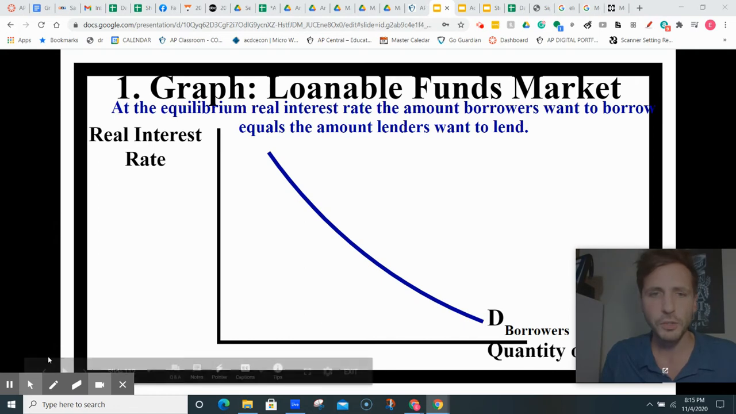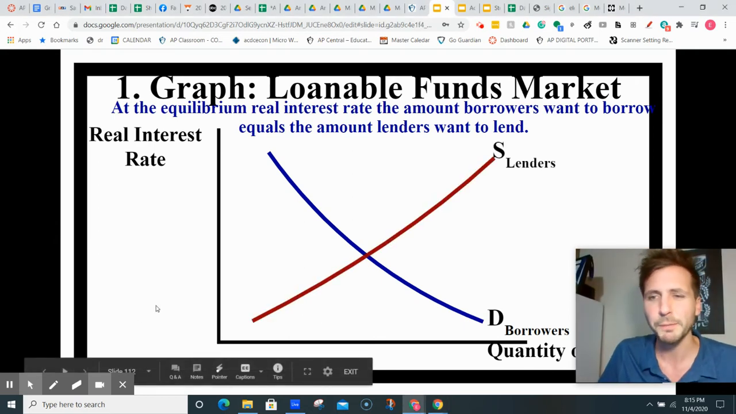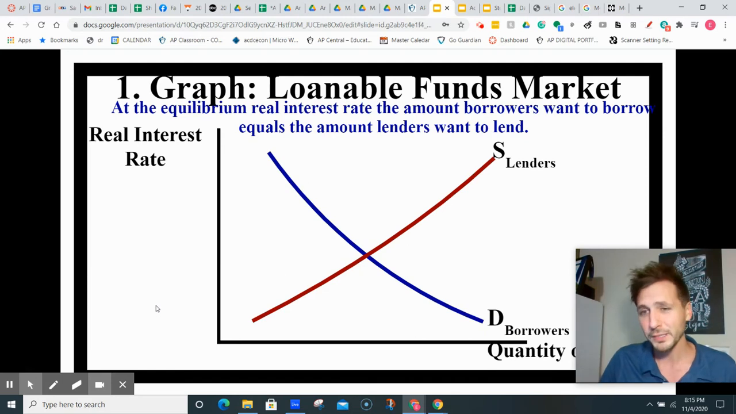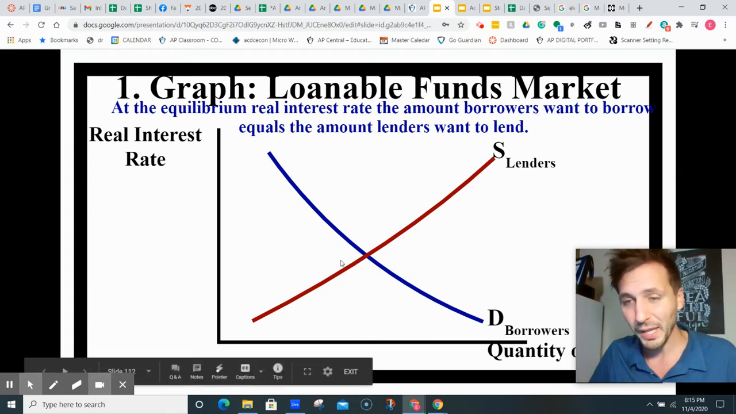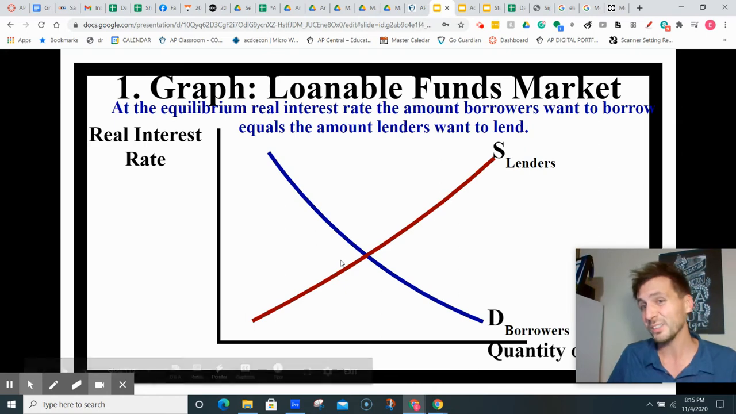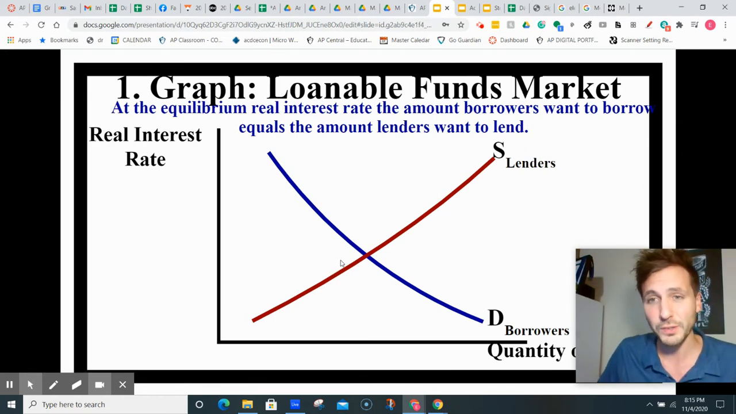Okay? In addition to that, you have supply. The supply is upward sloping, just like all supply is, because there's a direct relationship here. When real interest rates rise, quantity of loan supply goes up because banks and lenders are getting higher funds as a result.